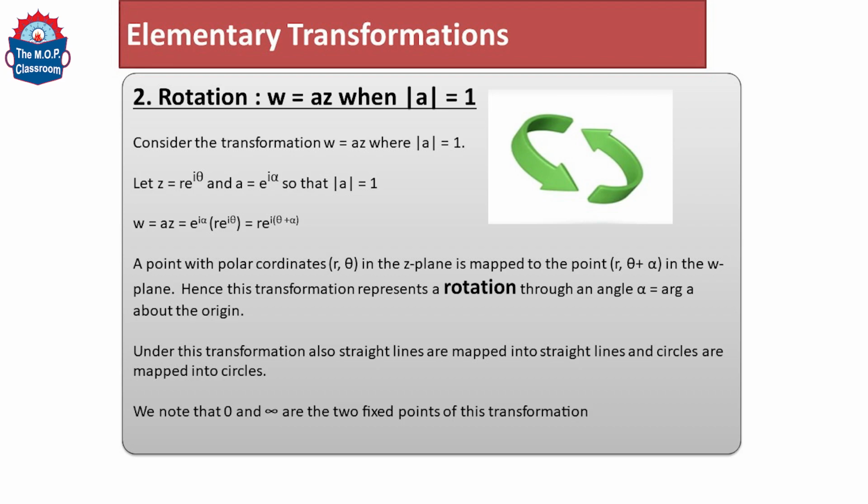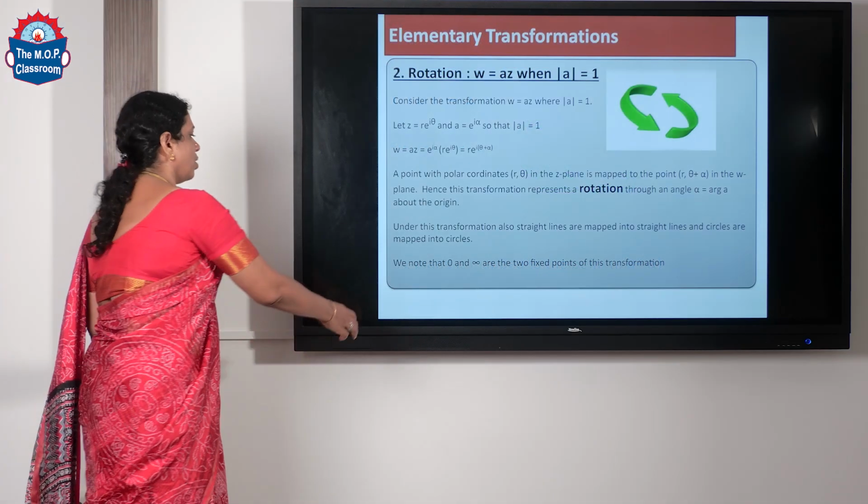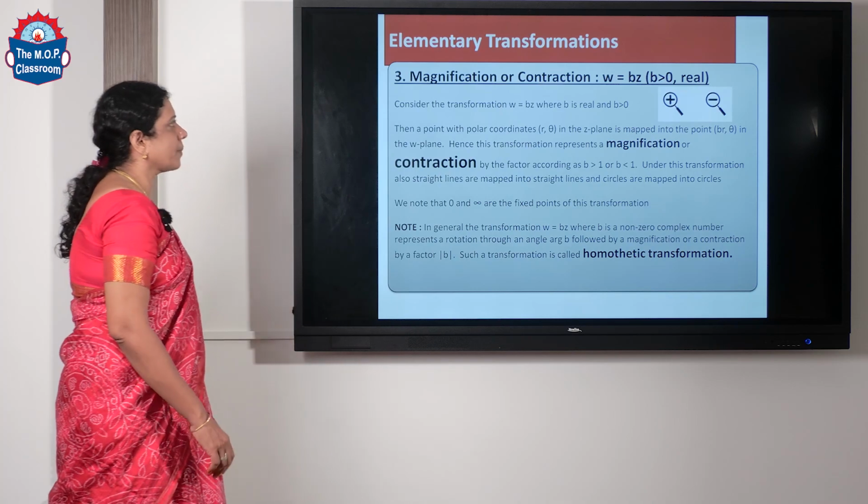So, what happened in the w plane? r remains the same, but theta becomes theta plus alpha. So, here comes the rotation. The rotation angle alpha is nothing but the argument of a about the origin. In this transformation also the straight lines are mapped into straight lines and circles are mapped into circles. So, 0 and infinity are the two fixed points.